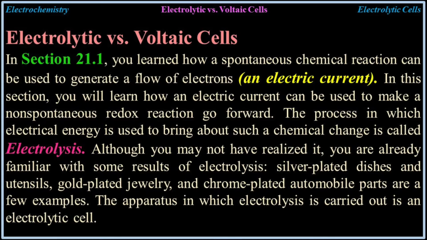Although you may not have realized it, you are already familiar with some results of electrolysis. Silver-plated dishes and utensils, gold-plated jewelry, and chrome-plated automobile parts are a few examples. The apparatus in which electrolysis is carried out is an electrolytic cell. Go back and look at examples of the voltaic cell and become familiar with them when we look at electrolytic cells.